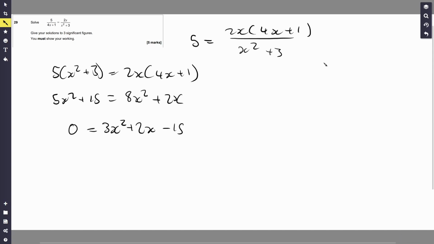See what I've done there? So I've got 8 minus 5 is the 3x squared. That's where that comes from. This stays the same, and minus 15 at the end. There we go, there's our quadratic equation. Now we need to solve this.